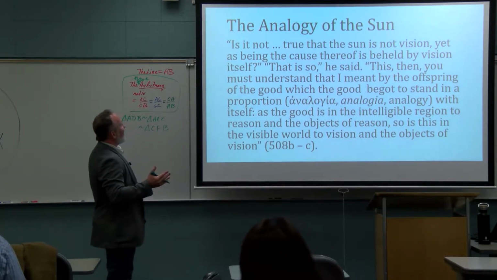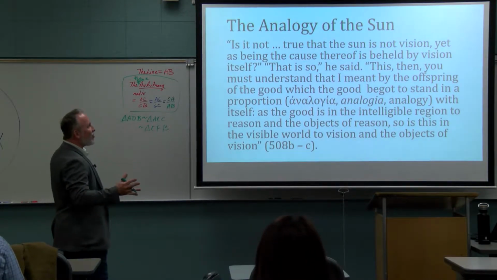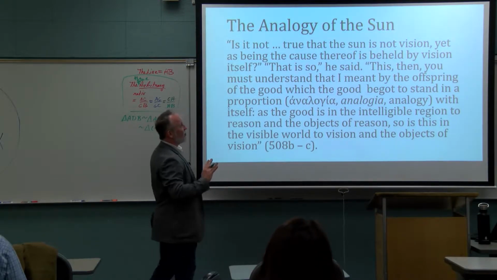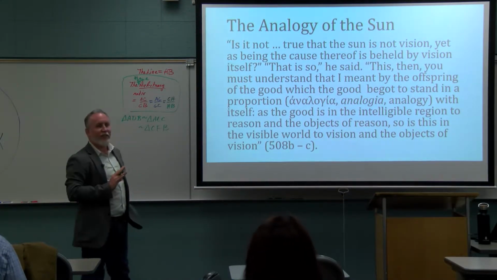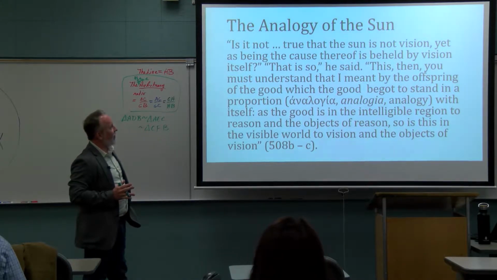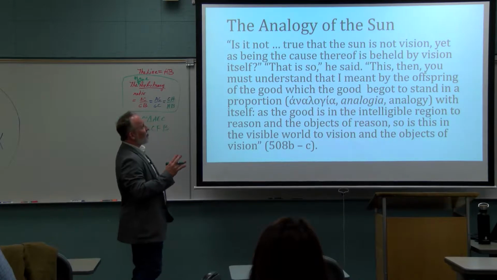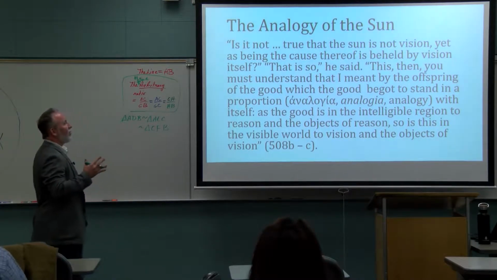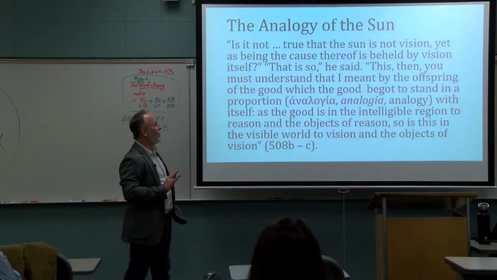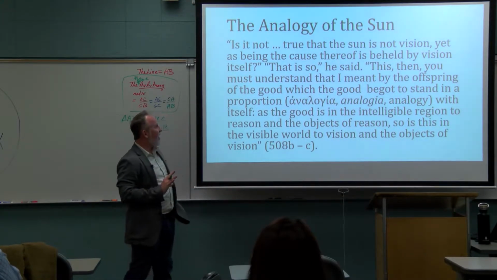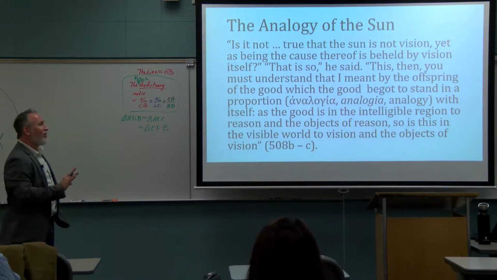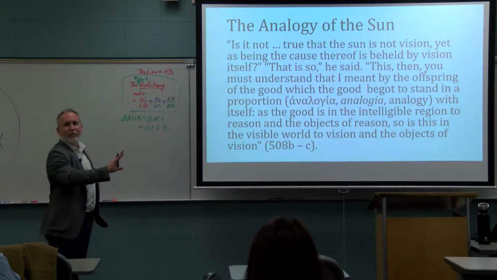And the analogy of the sun, here's a short synopsis of what it is. Socrates is saying, is it not true that the sun is not vision, yet as being the cause of vision, is beheld by vision itself? That is so, Glaucon said. This then you must understand that I meant by the offspring of the good, which the good begot, to stand in a proportion with itself, as the good is in the intelligible region to reason and the objects of reason, so is this in the visible world to vision and the objects of vision.